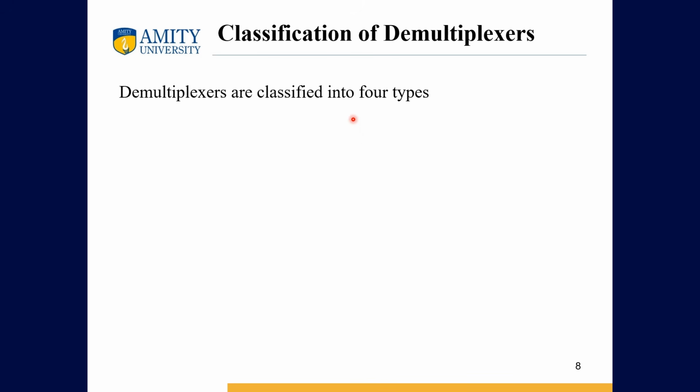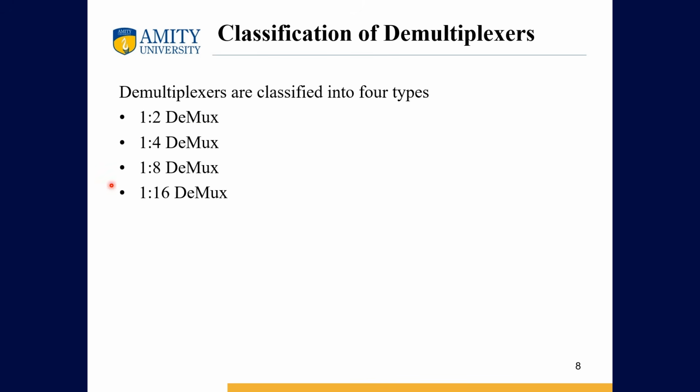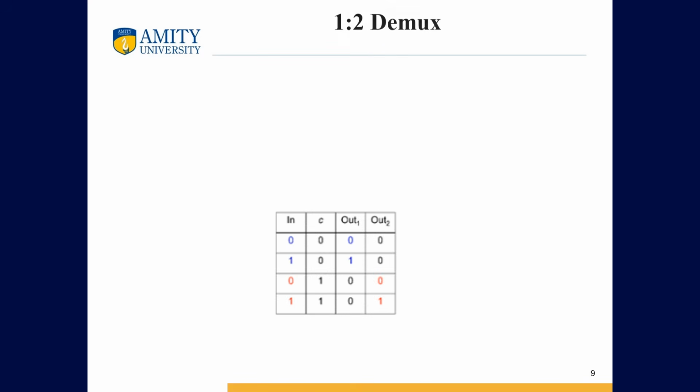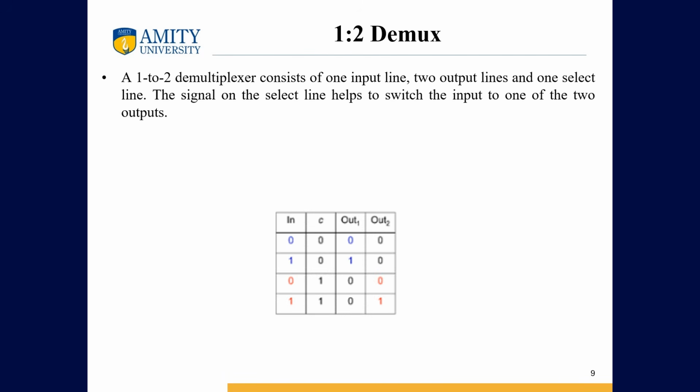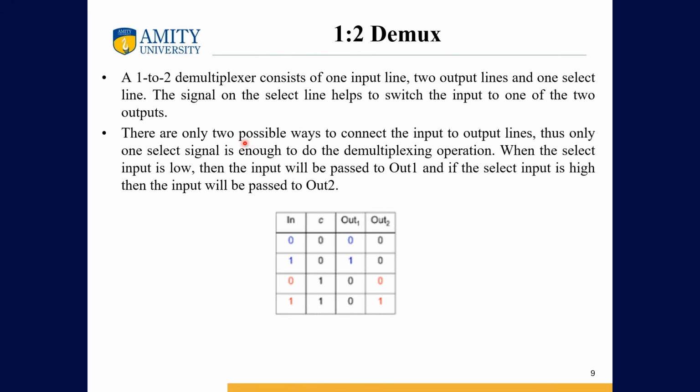The classification is the same, just reversed: 1 to 2, 1 to 4, 1 to 8, and 1 to 16. A 1 to 2 demultiplexer consists of one input line, two output lines, and one select line. One of these is the select and the other is the output. There are only two possible ways to connect the input to the output lines, thus only one select signal is enough to do the demultiplexing operation.